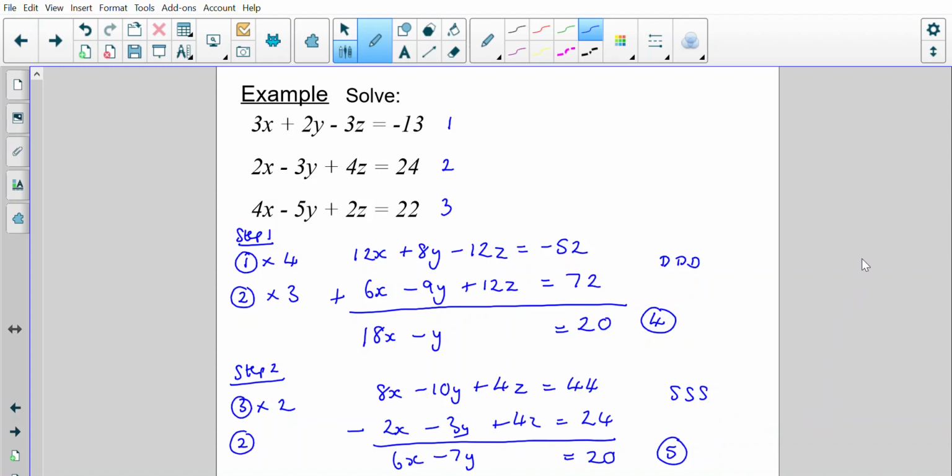So I've now got 2 equations with just 2 unknowns in. So I've got my, let's try and find the highlighter.